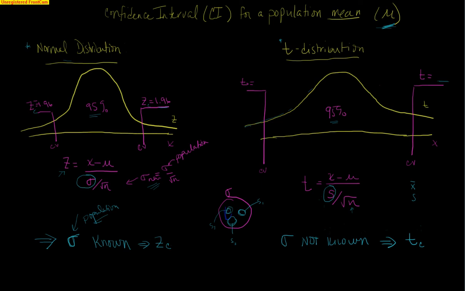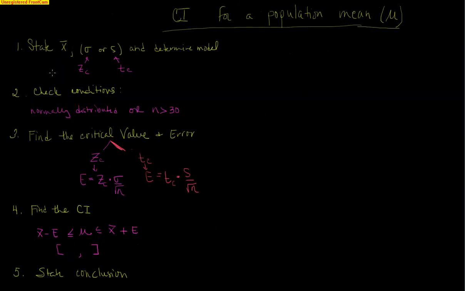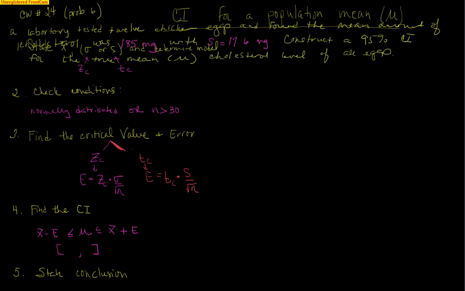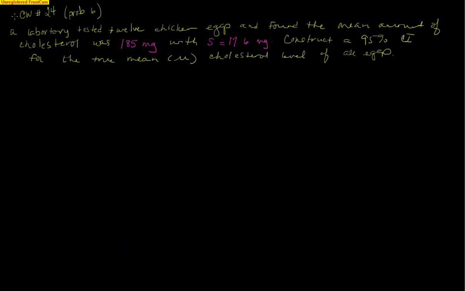Okay, so let's tackle this problem. Just like in the previous videos, to find a confidence interval for a population mean, we have a set of steps to follow. And I'm going to go through each one of those, but first we are going to take a look at an actual question. So this is from classwork number 24, and we're going to just do problem number 26 together.